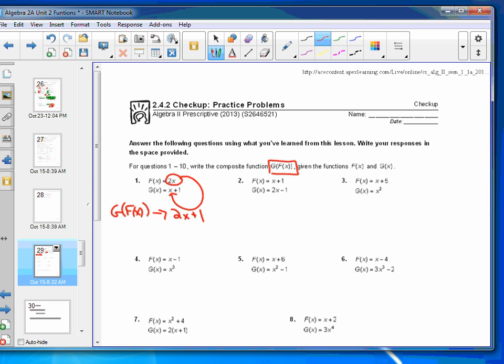If we want g of f of x here, we're going to take f of x and put that in for x in the g function. So that's equal to 2 times x plus 1, and then minus 1. Either leave it like that, or this might be one where they'd say, okay, if you multiplied it out, that'd be 2x plus 2 minus 1, so it would be 2x minus 1.